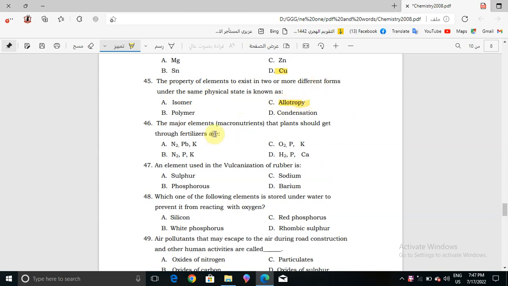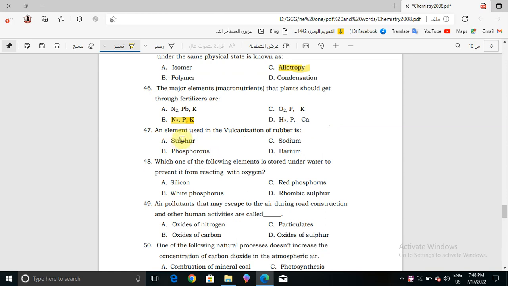Okay, now question number 46. The major elements, macronutrients that plants should get through fertilizers are what? Nitrogen, phosphorus, and potassium, right? So that means B is the correct answer.